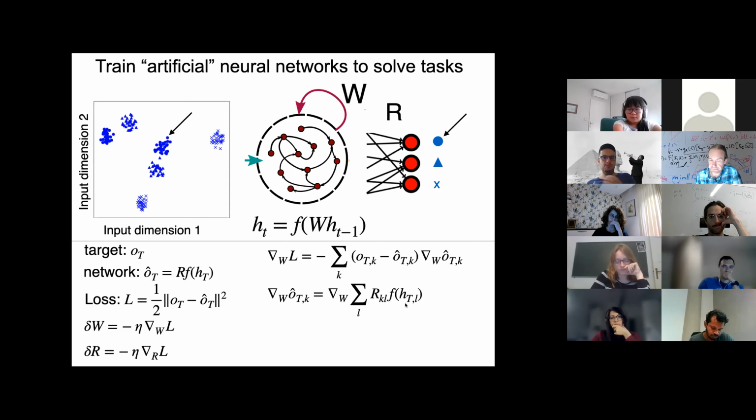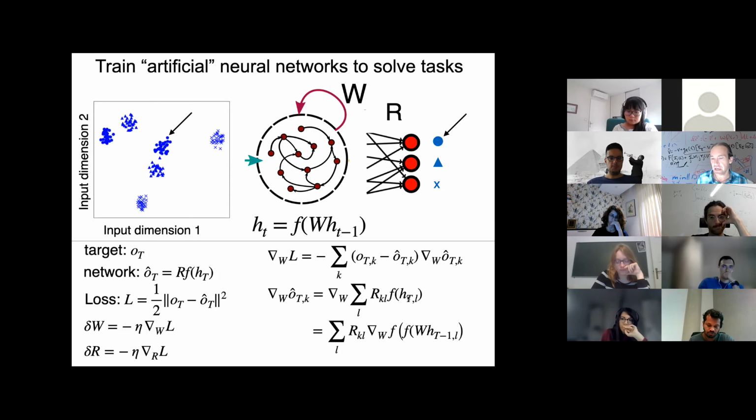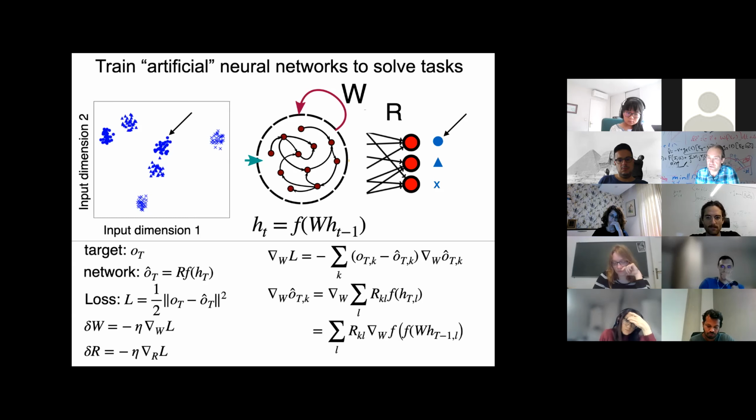So R times F of H_T. Where's the W? Well, the W comes in when we remind ourselves that H_T is a function of the activity of the previous time step that involves W. Okay, and so we finally see W showing up when we've unpacked the dynamics by one step in time. And you see that all I need to do now is take the derivative of this nonlinear function, actually twice, with respect to the parameters in front of W. Oops, but then I have to multiply that by the activity that was actually there in the system at the previous time step. What is that?